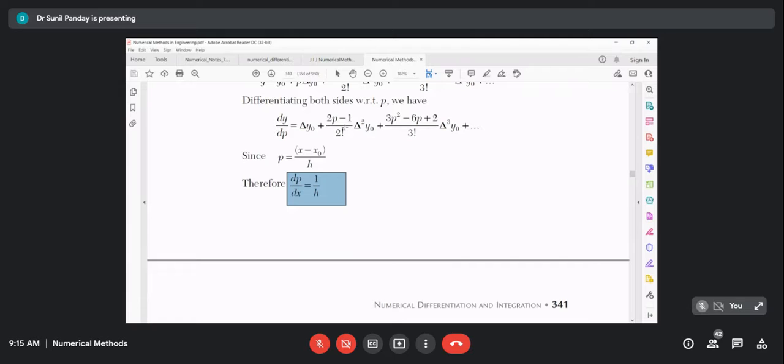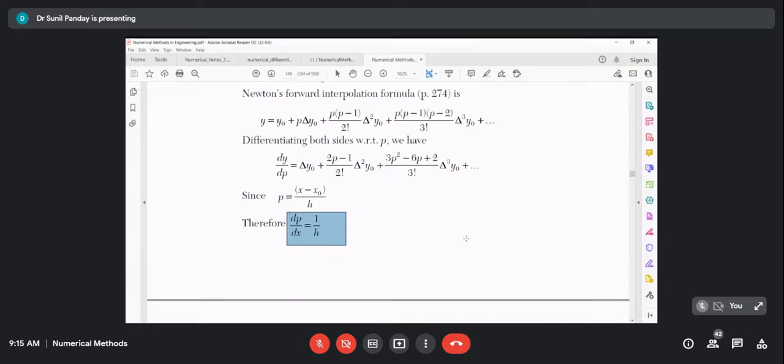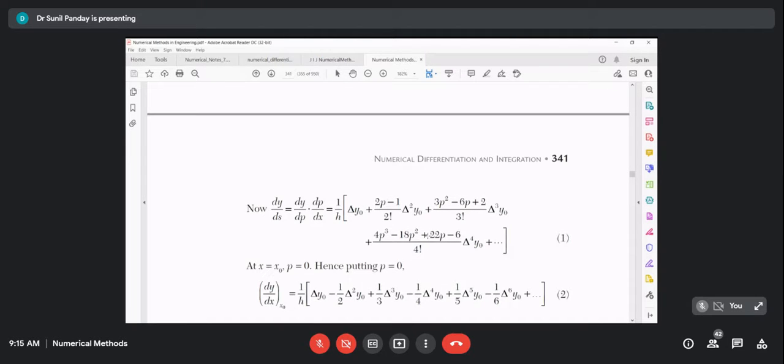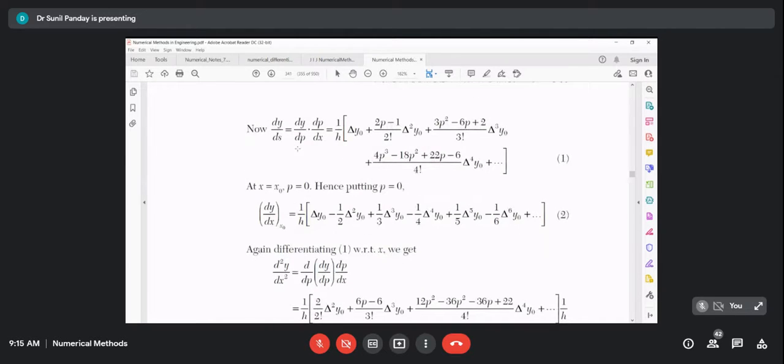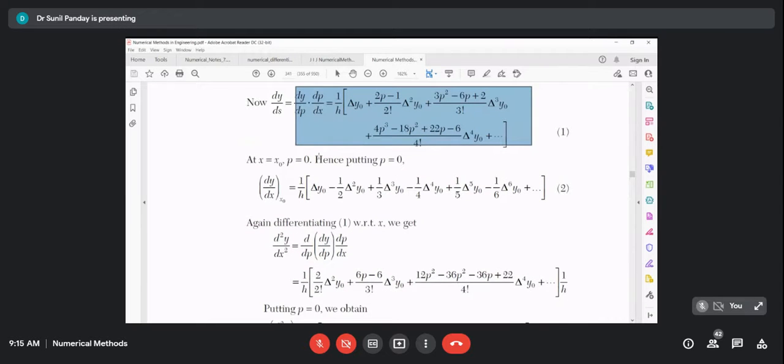Then we have substituted p equals 0 because we want the derivative at x naught. So here we replace the x by x naught, and we get the derivative at x naught. In general, we can put x equals x and we will get the derivative. After applying this chain rule, we have this one, and dy by dx at x naught is this.